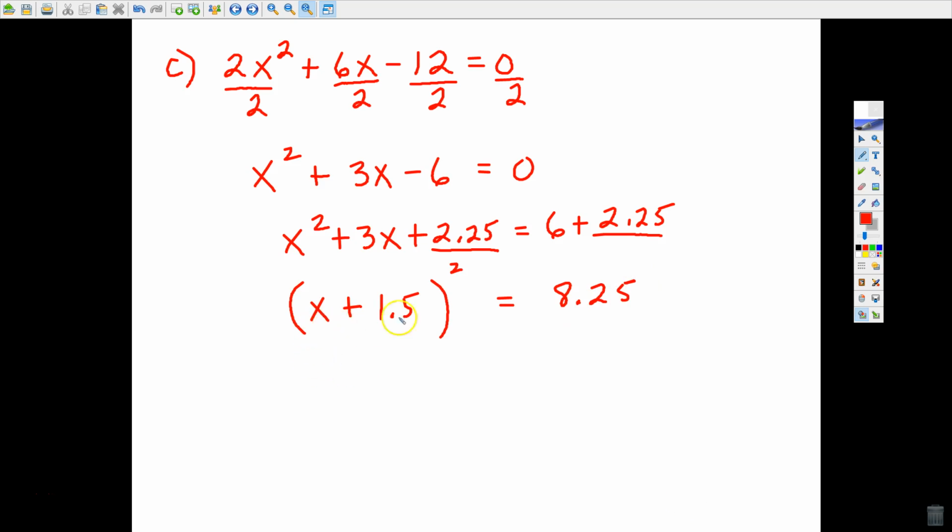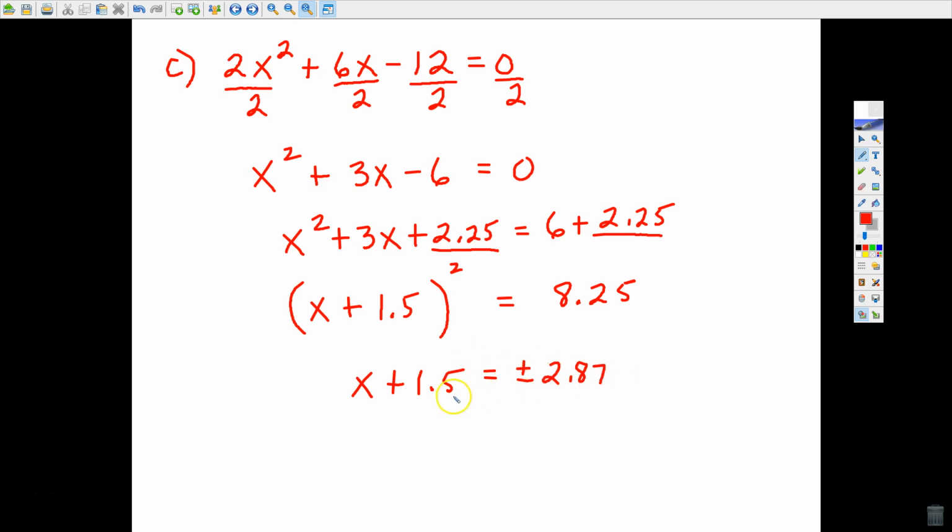Okay, the square root property says take the square root of both sides of this equation, plus minus, and let's just go ahead and use our calculator and find the square root of 8.25. Square root of 8.25 is 2.87.